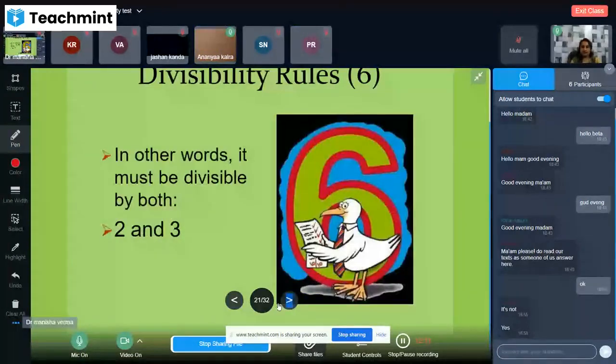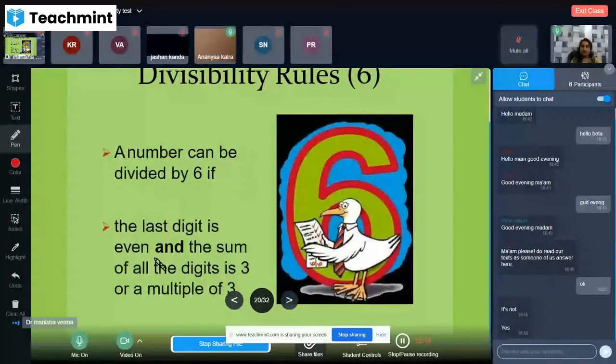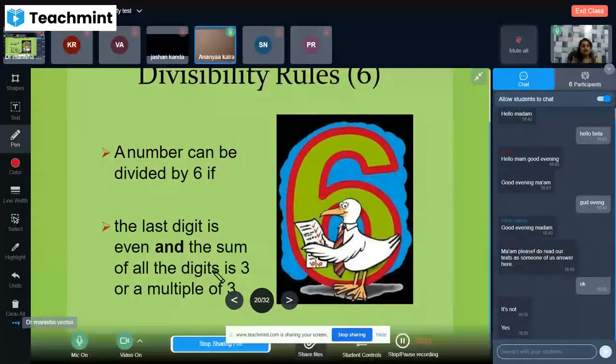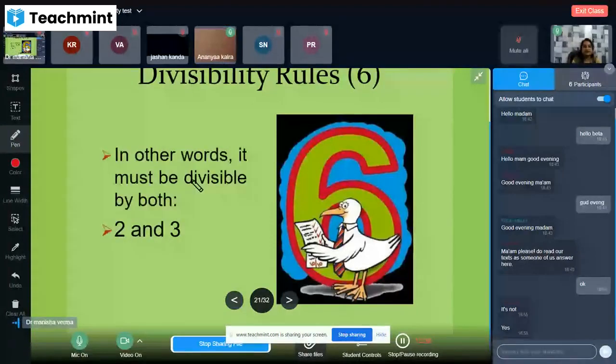See, what we can say, the last digit is even. For a multiple of 2, for a divisibility test by 2, if you remember, I told you it should be an even number. It should be either 0, 2, 4, 6, 8. That means the number is divisible by 2, right? And the sum of the digits is 3 or a multiple of 3. That means it is divisible by 3. In other words, what we can say? It is divisible both by 2 and 3, right? Ananya, am I clear?